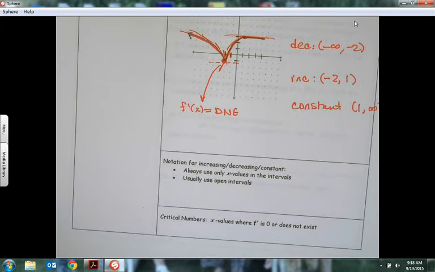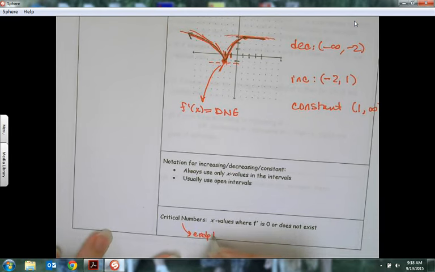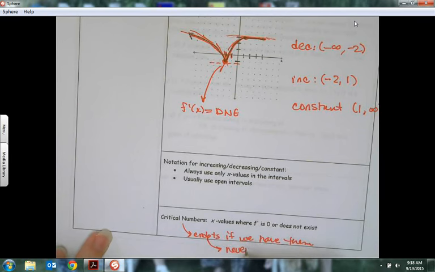Okay, just some notation. I'll let you kind of look. And then don't forget, critical numbers are also going to be endpoints if we have them. But endpoints are never relative extrema. They are only absolute extrema. Okay?